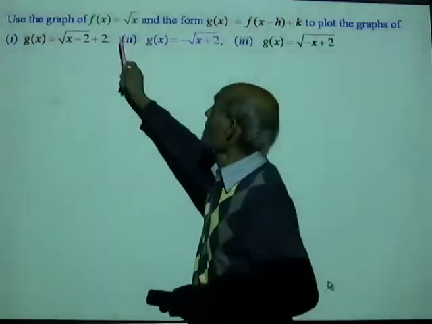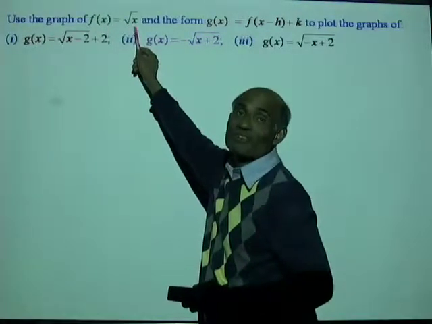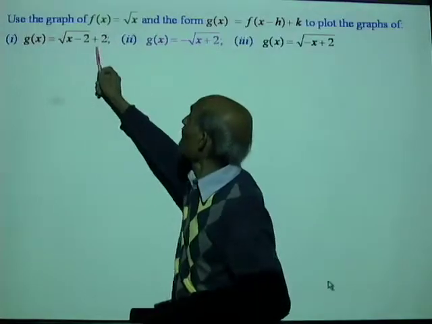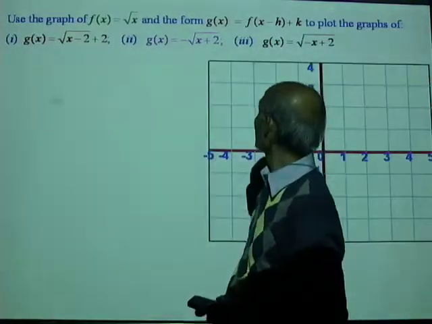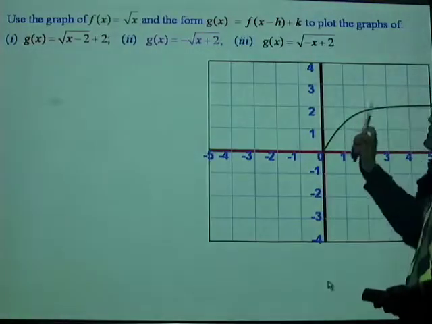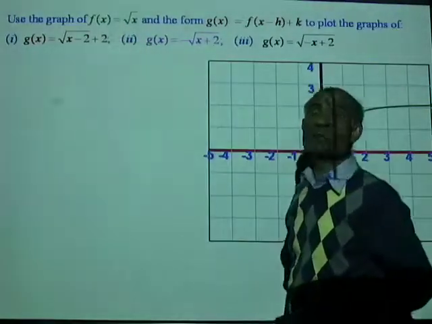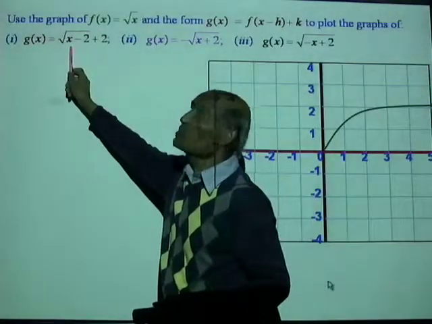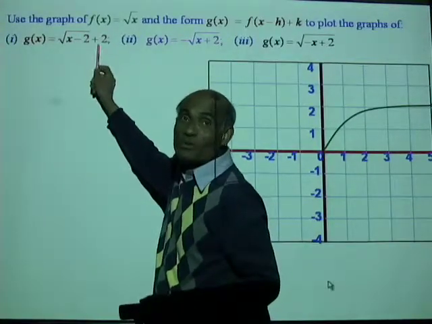Alright, next one. Use the graph of f(x) = √x to plot the graphs of these functions. Alright, let's look at each of those. Now this is the graph of the basic function f(x) = √x. And now how do we shift it to get g(x) = √(x - 2) + 2?